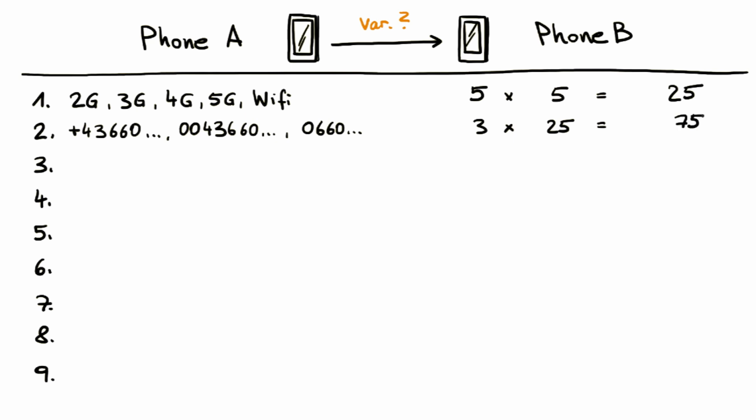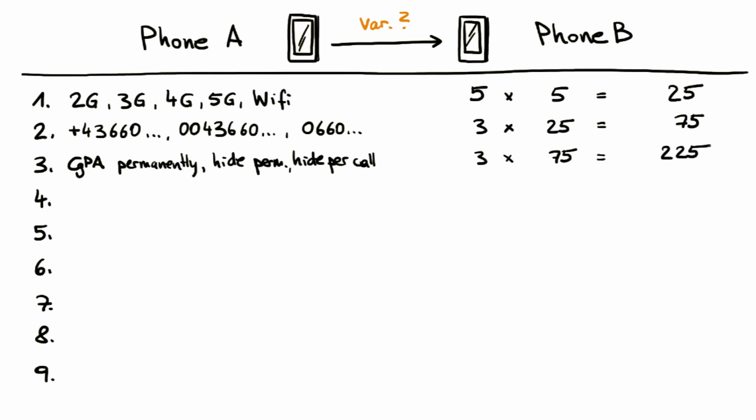Next, I can display my dialing number to the B party. So the calling party address can be displayed permanently, it can be hidden, or it can be hidden only for this call. 3 combinations for that. We had 75 already existing, which is 225 combinations.